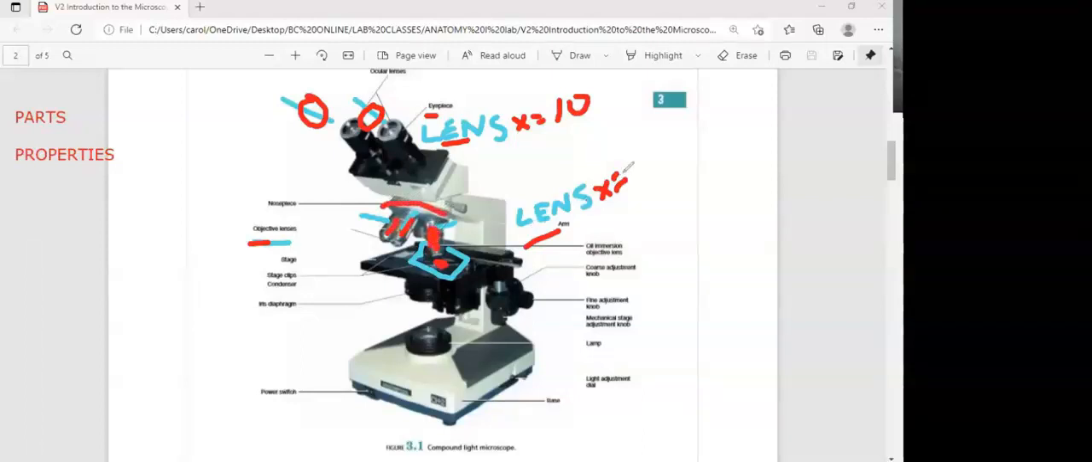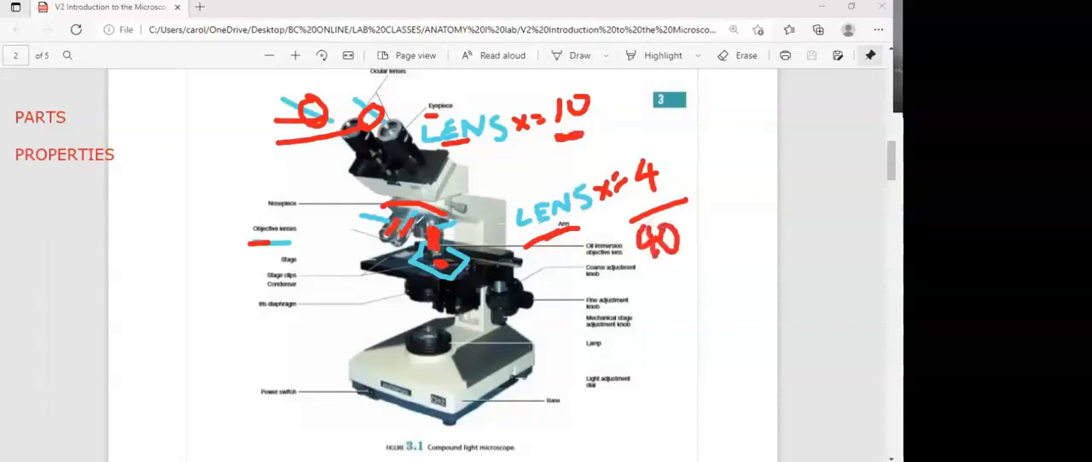Let's say you are using this lens right here. This lens is 4. So how many times are you going to magnify before you actually see that with your eyes? It's going to be magnified 40 times. The 4 times right here with the objective lens times the 10 times right here by the ocular lens. So the objective lens is 4, the ocular lens is 10, and therefore the total magnification is 40.